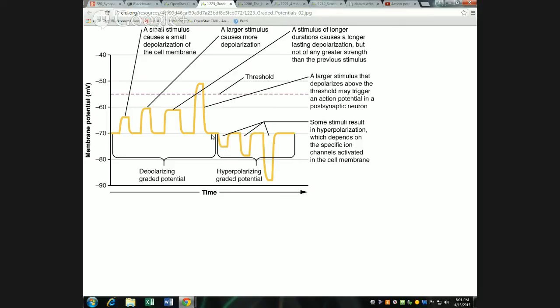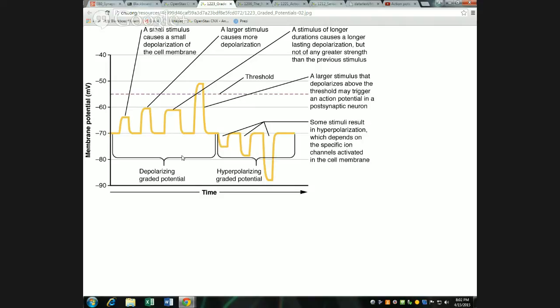We can also summate hyperpolarizing potentials. And the point here is it moves us farther away from threshold. So if we add this 4 millivolt hyperpolarization to this 6 millivolt depolarization, the end result is going to be 2 millivolts of depolarization. They kind of cancel each other out in a weighted way.